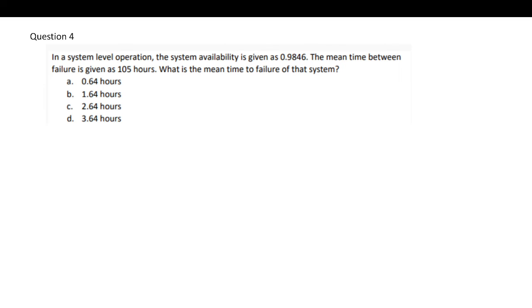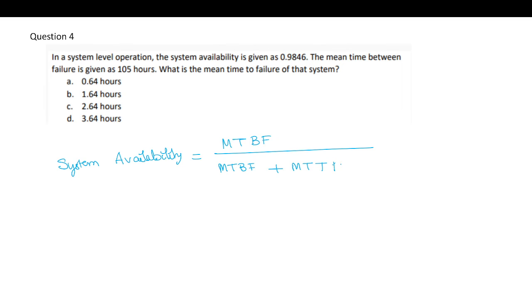Next question. In a system level operation, the system availability is given, and the mean time between failure is 105 hours. What is the mean time to failure of that system? So for this we have one formula. The system availability is mean time between failure divided by mean time between failure plus mean time to failure.